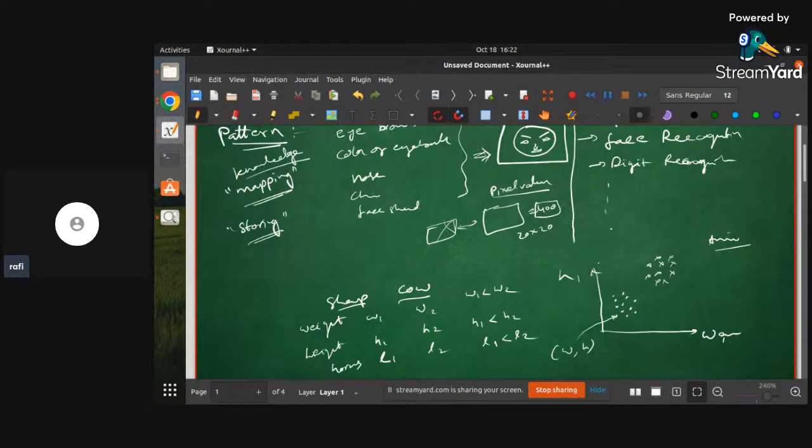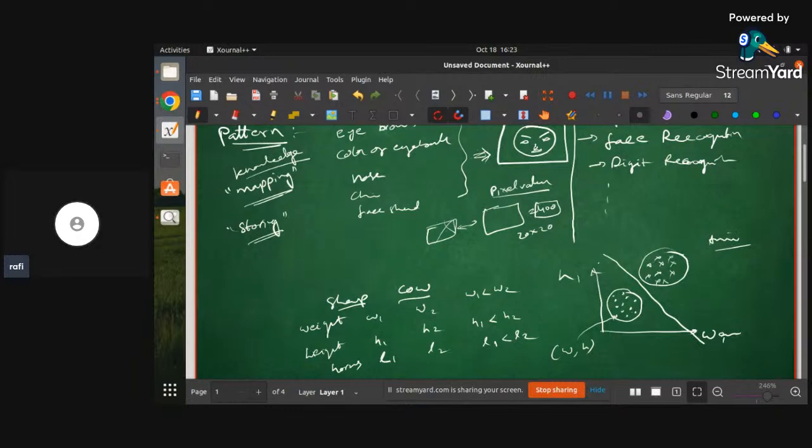Okay, now you can discriminate here. Easily you can discriminate with the height and weight. See, all the cows are falling at one place, all the sheep are falling at another place. So you can just have a boundary between these two groups. Boundary means a line separating these two.